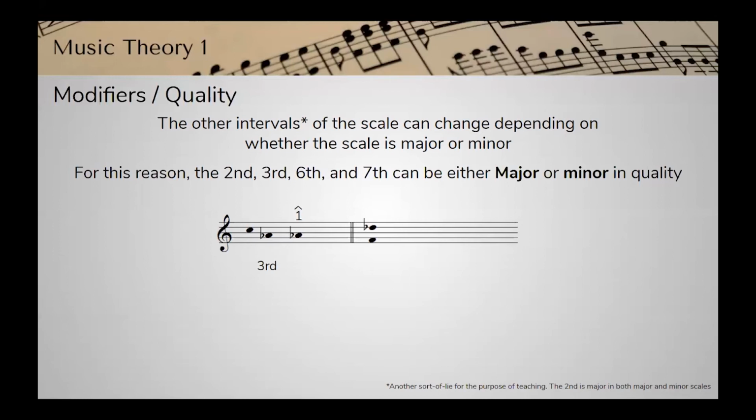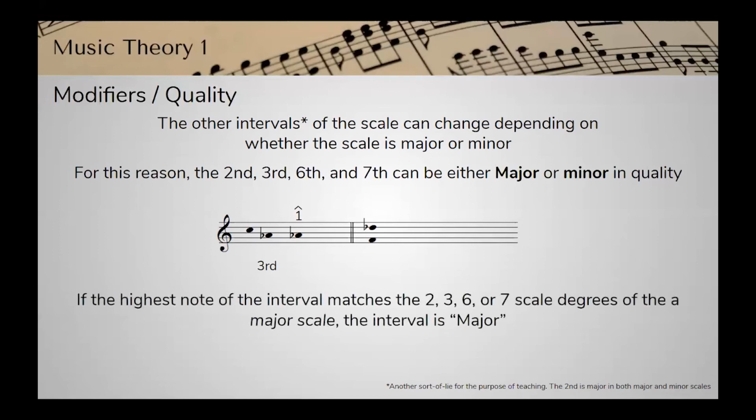So let's compare it to the scale, that is the lowest note. The lowest note is an A flat, so we want to look at the A flat major scale. You always compare the top note to the major scale that's based on the bottom note of the interval. And if it matches, which this does, that C natural is the third of a major scale, then we know that this is a major third.